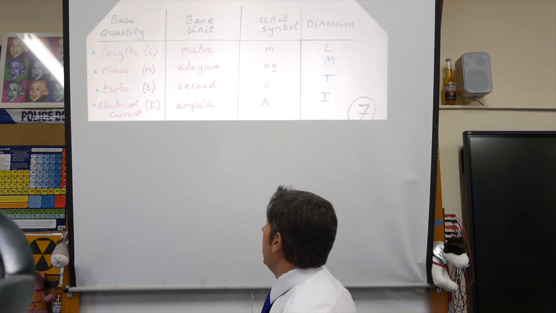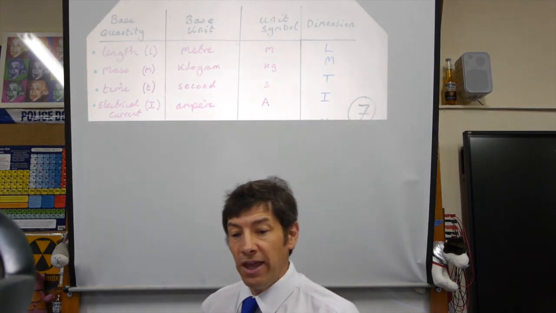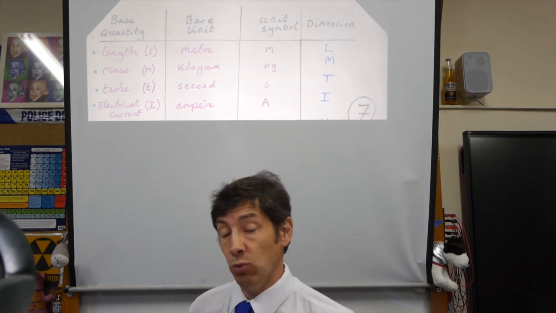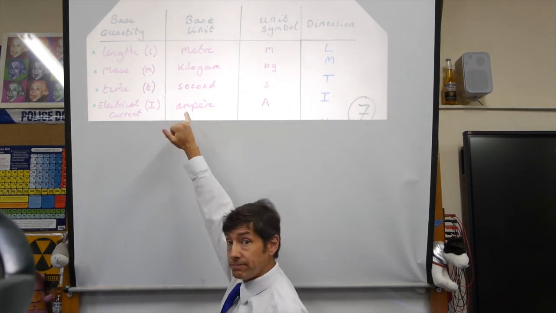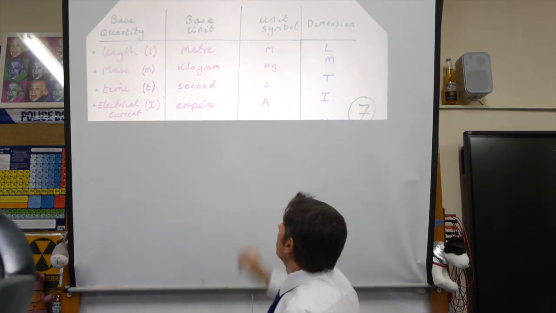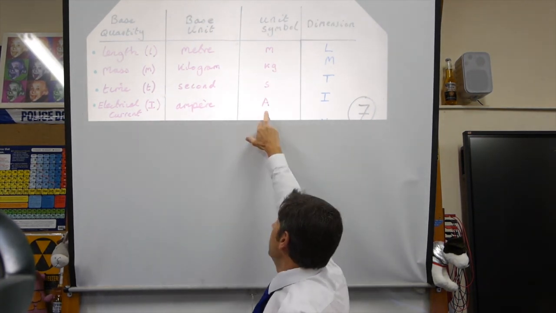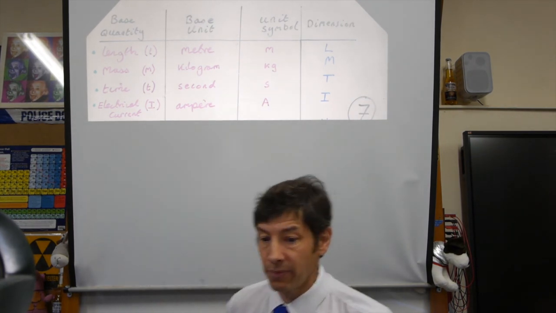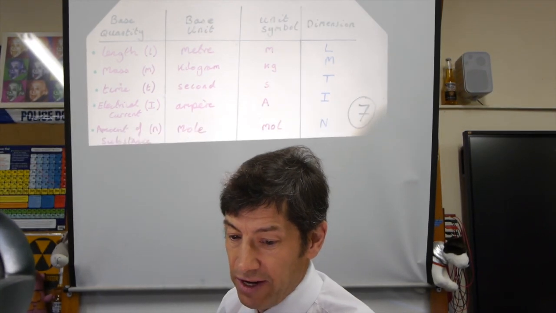Okay, and there's an interesting point here. If the base unit is named after someone, which the ampere is, the base unit has a small a. Okay. But the unit symbol, because it's named after someone, has a capital letter. Okay, and you'll see that coming up quite a bit. So I told you there were 7 of these, 6 needed for A-level.